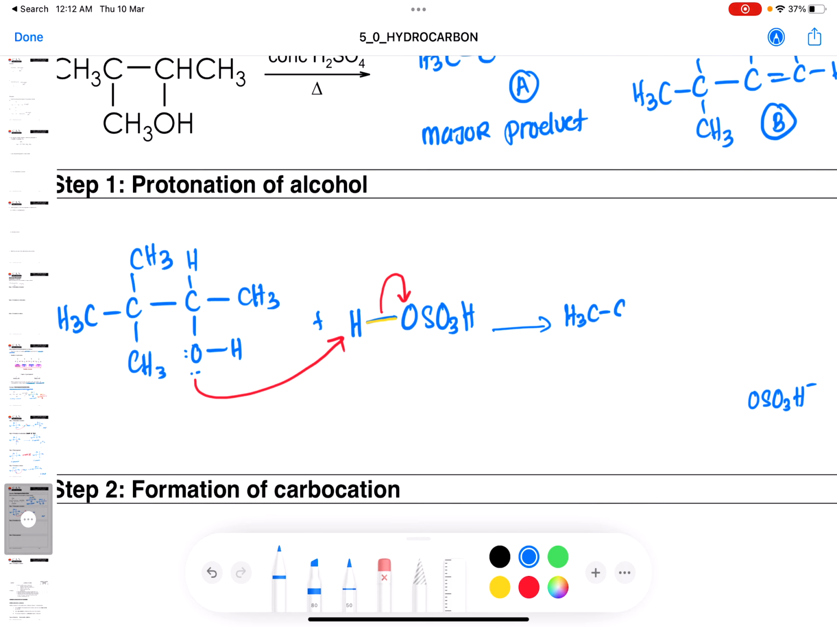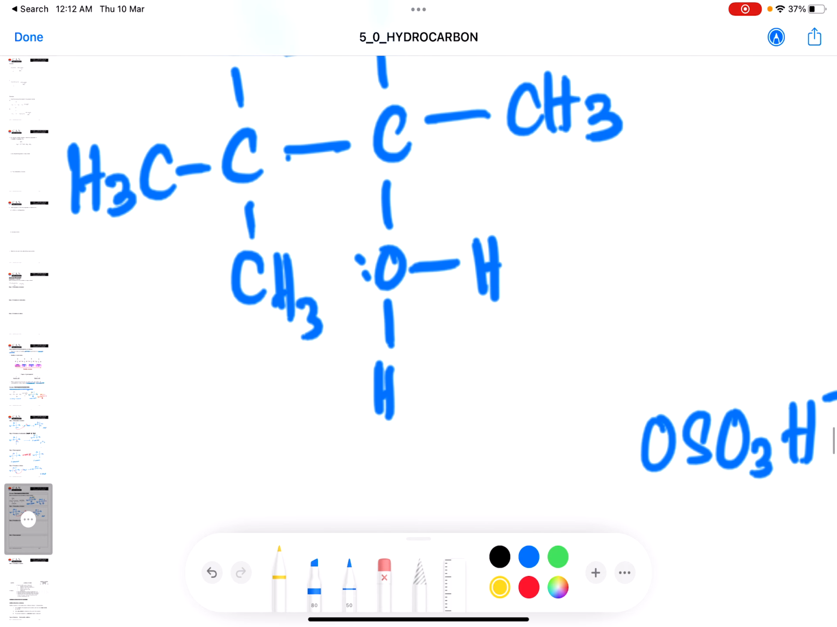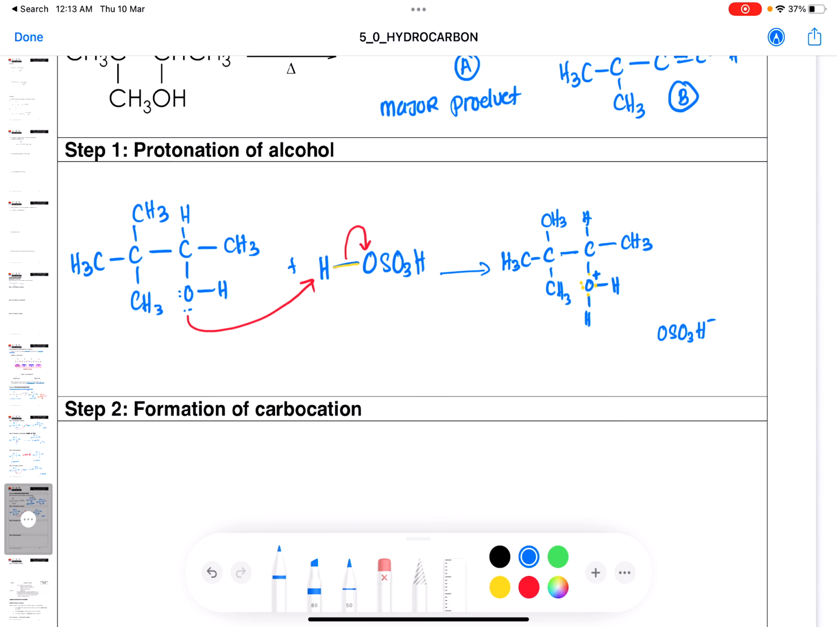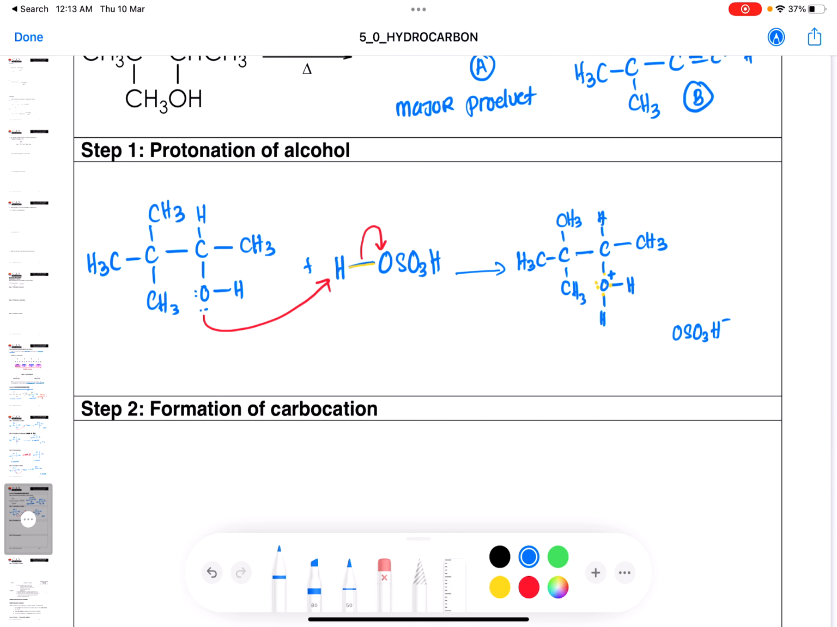You can pause this video for a while. You can do it first if you want to see whether you understand or not, and then you can play it again. So we have this and it becomes this. Like I explained before, oxygen is surrounded with 1, 2, 3, 4, and 5 electrons, and this makes it positive. So this is the protonation of alcohol.